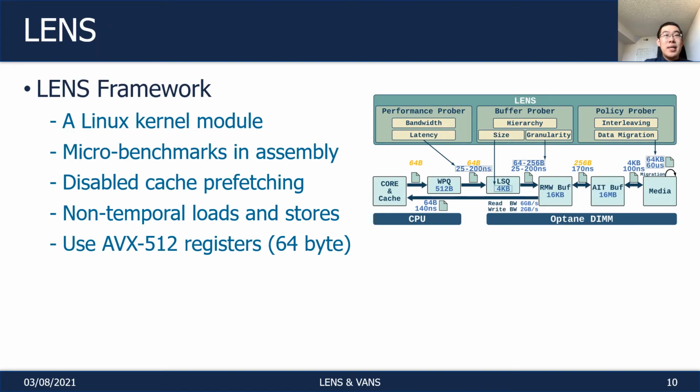The LENS framework is built as a Linux kernel module to reduce kernel and user space switching overhead. It contains micro-benchmarks written in assembly code to maintain well-controlled memory access. It disables cache prefetching and uses non-temporal load and store instructions to bypass the cache. It also uses AVX-512 registers to emulate cache line granularity memory access.